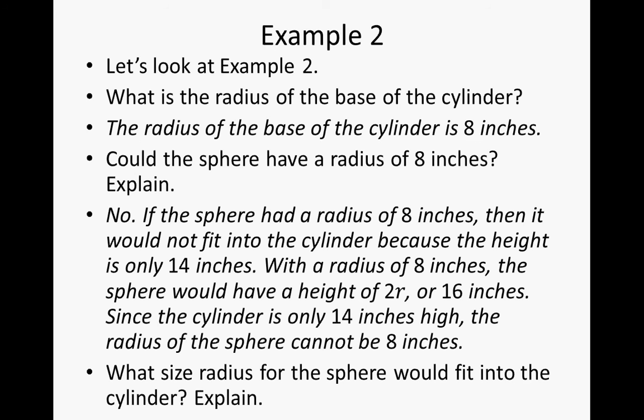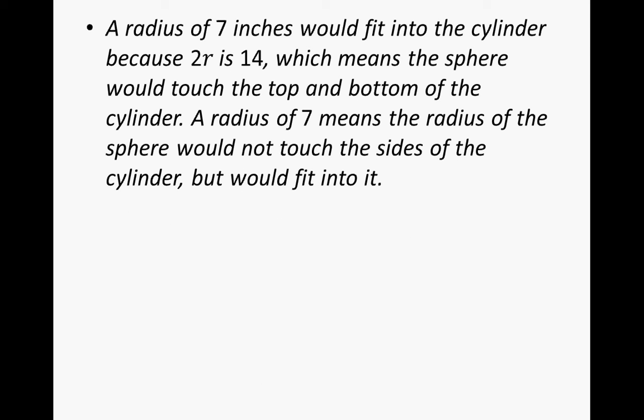What size radius for the sphere would fit into the cylinder? A radius of 7 inches would fit into the cylinder because 2 times r is 14, which means the sphere would touch the top and the bottom of the cylinder. A radius of 7 means that the sphere would not touch the sides of the cylinder, but it would fit into it.